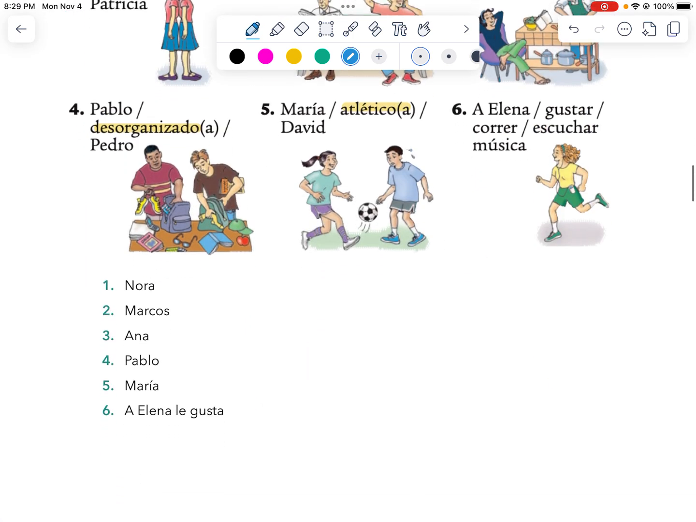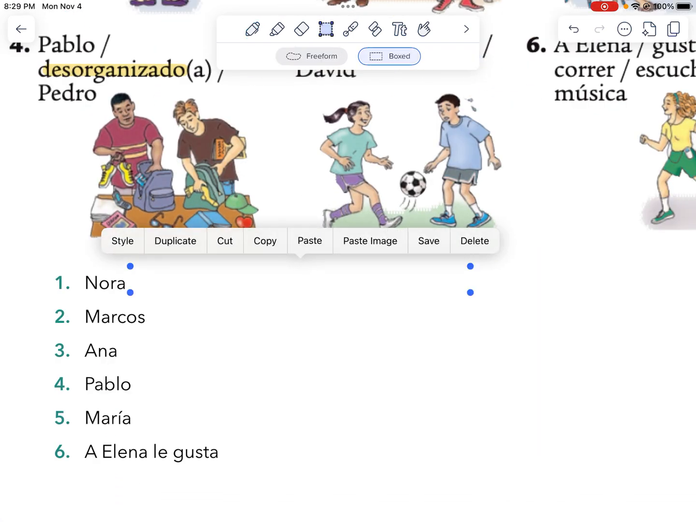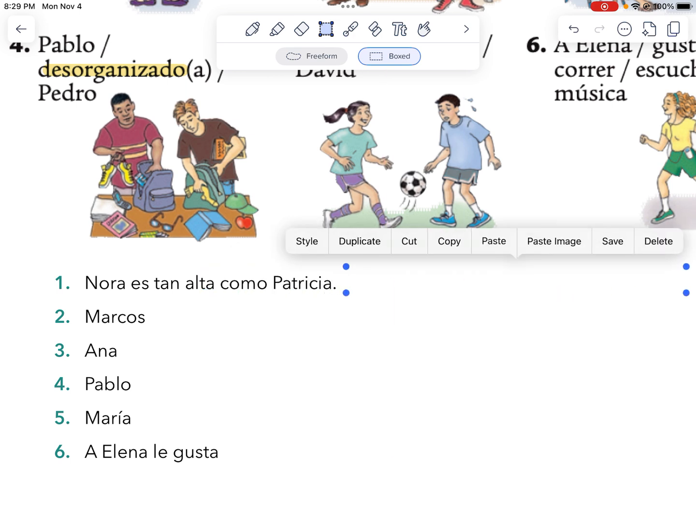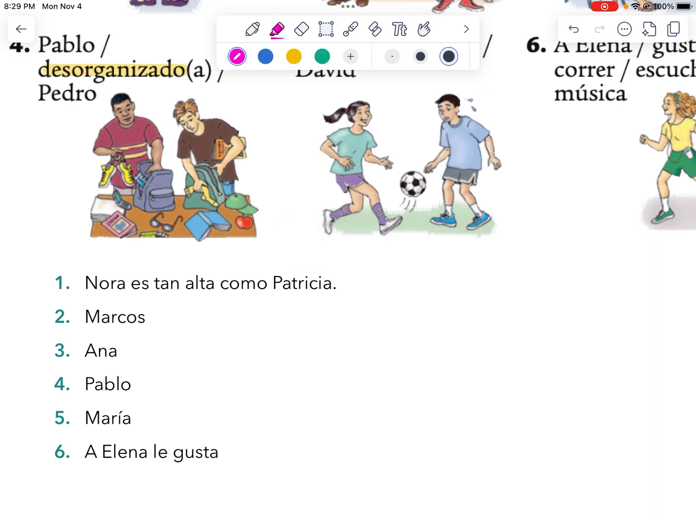So that gives us Nora es tan alta como Patricia. Cool, huh? Again, tan como, they are the same. And then that alta needs to match Nora.